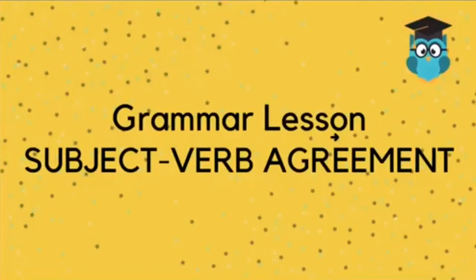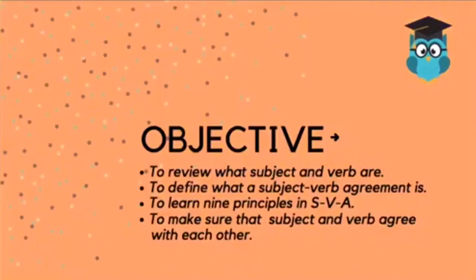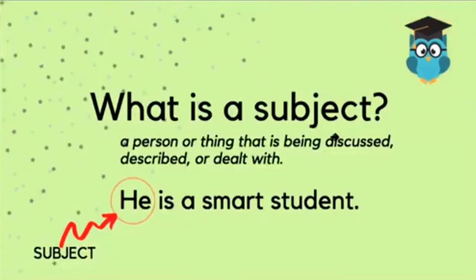Today our grammar lesson is about subject-verb agreement. So take a pen and paper with you and let's get started. Our objectives are for you to review what subject and verb are, to define what subject-verb agreement is, to learn 9 principles or rules in subject-verb agreement, and to make sure that subject and verb agree with each other. So to begin with, what is a subject?